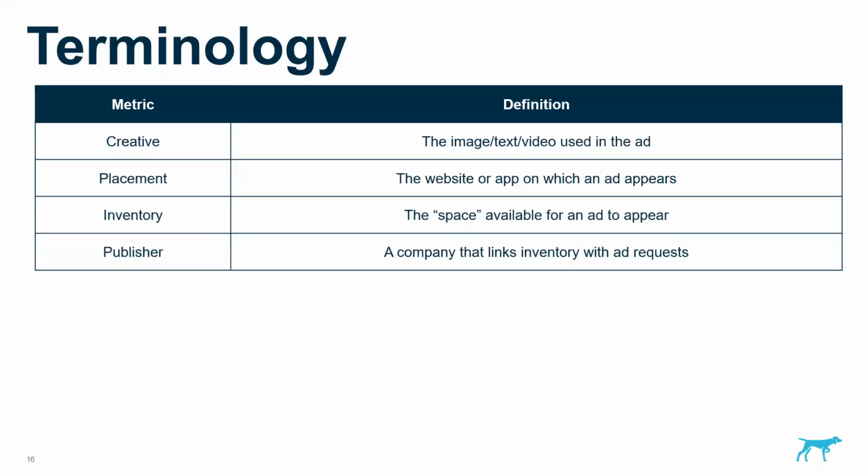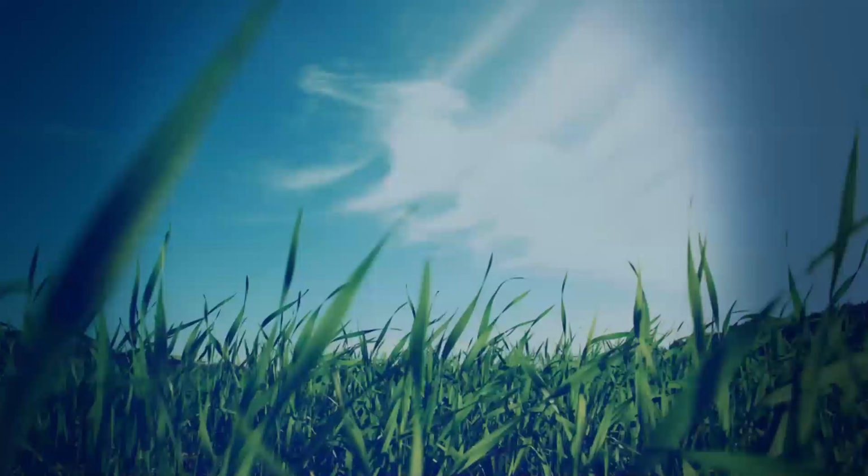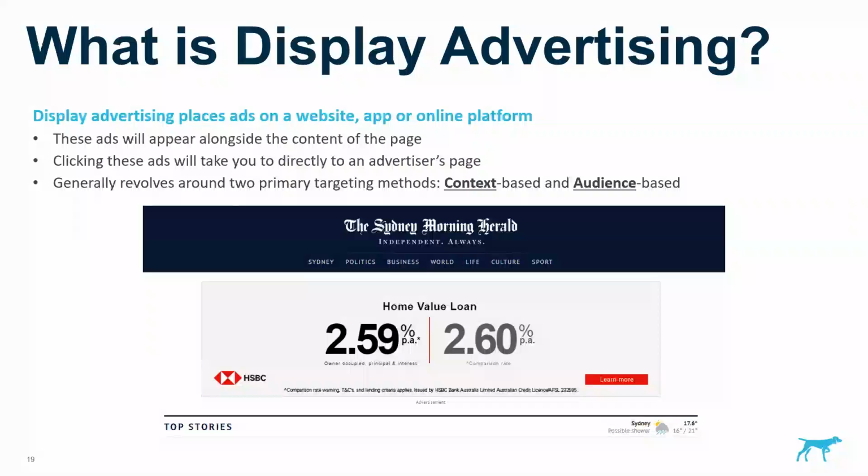So jumping into display, we'll just have a quick introduction of what it is. I'm sure you've definitely seen it if you've ever taken a passing look at a website. Display advertising places ads on a website, app, or online platform. These ads appear alongside the content of the page. Clicking them will usually take you directly to an advertiser's page, or lead to a specific landing page that is directly relevant to the ad. And these ads appear based around two primary targeting methods that can either be used together or in isolation: context-based and audience-based.